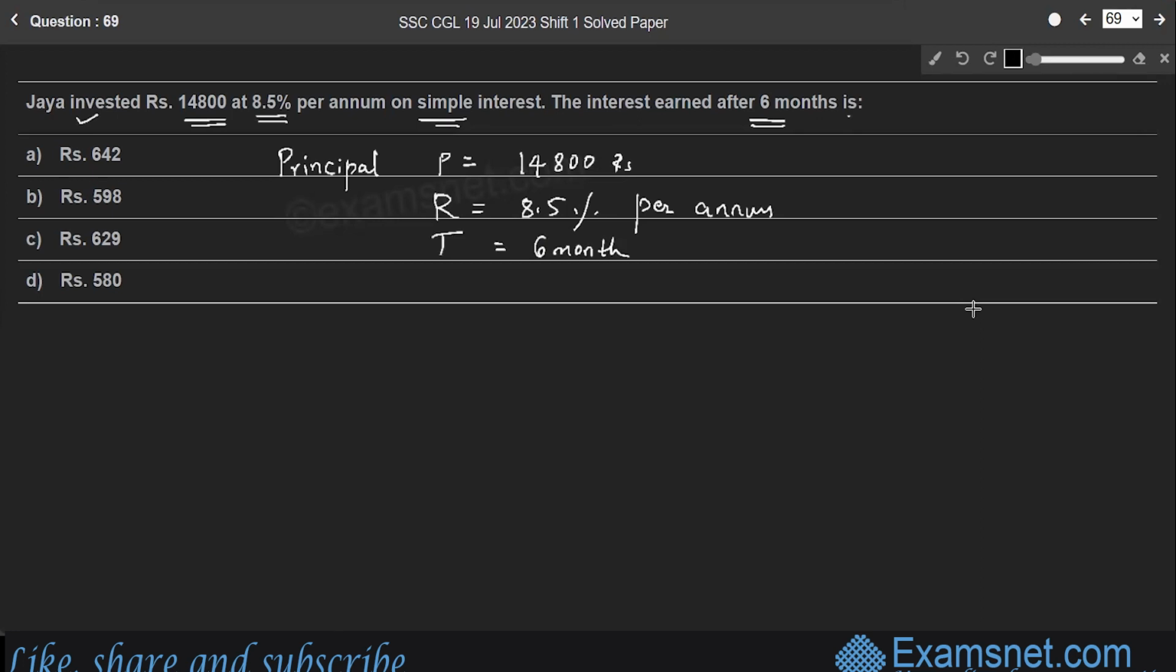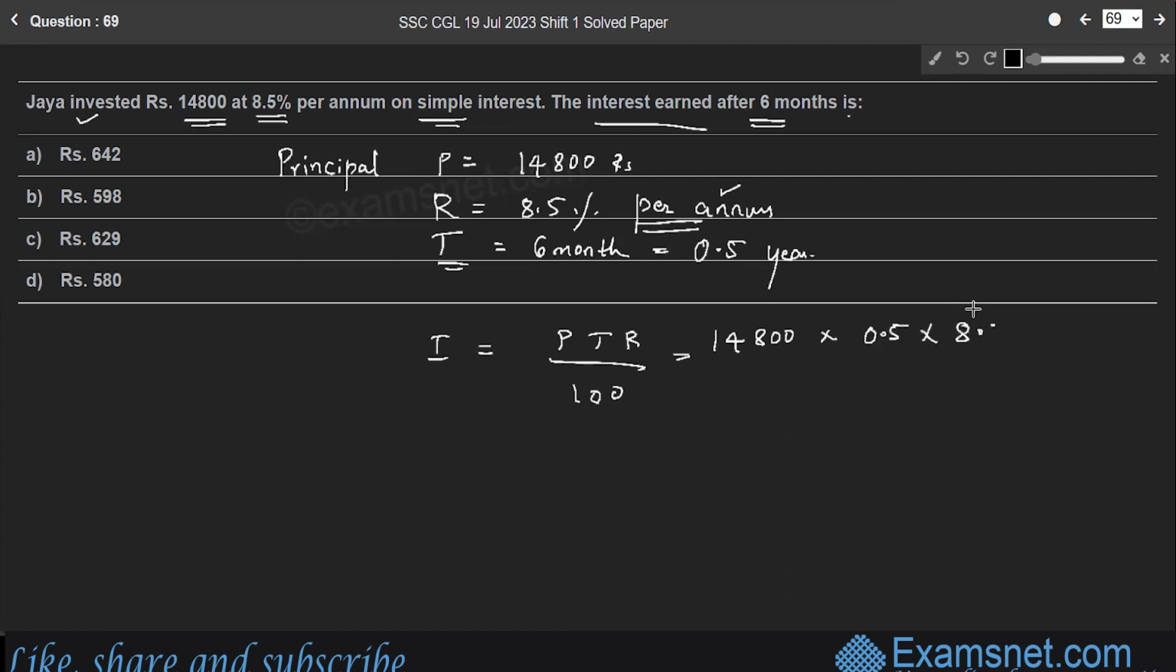Since rate is per annum, 8.5% is per annum, express the time in terms of years. Annum means per year here, therefore time should also be in terms of years. So it is half a year, therefore it is 0.5 years. Here we are directly going to find the interest, which is simple interest, using the formula I is equal to PTR by 100. Principal is 14,800 into time is 0.5 years and the rate of interest is 8.5 by 100. So you can cancel two zeros.